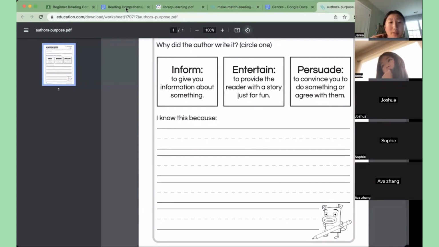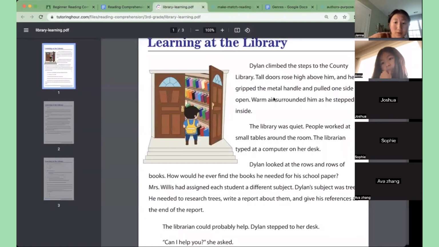So author's purpose is not what the characters are doing, it's what the person who wrote it wants you to do. So in the story, the librarian was telling Dylan about the numbers and how the library works, but that's not the author. So the author's purpose is not to inform. Maybe that was the librarian's purpose, but the author had a different purpose. So I'll tell you guys, it's entertain.